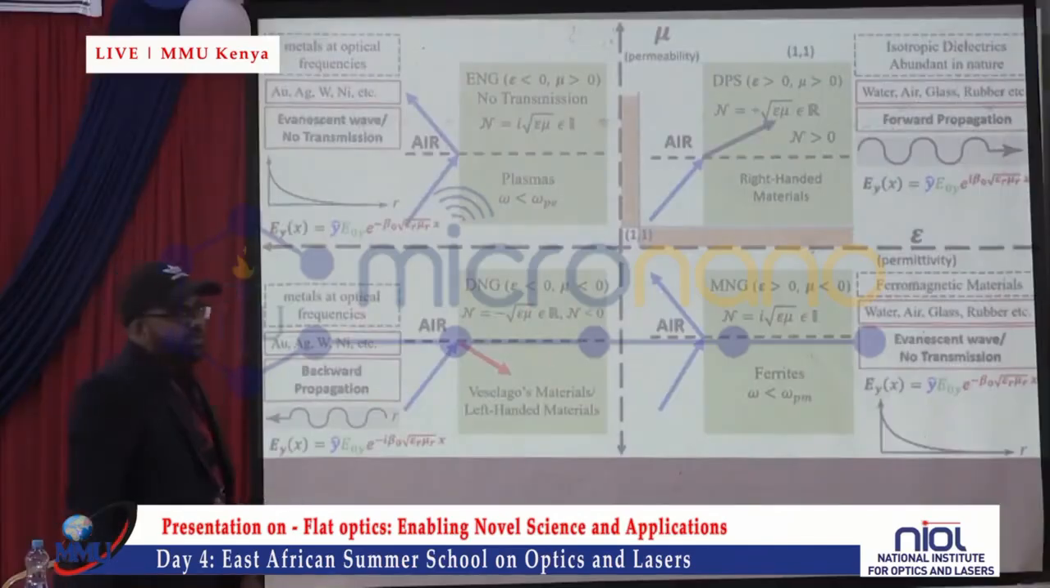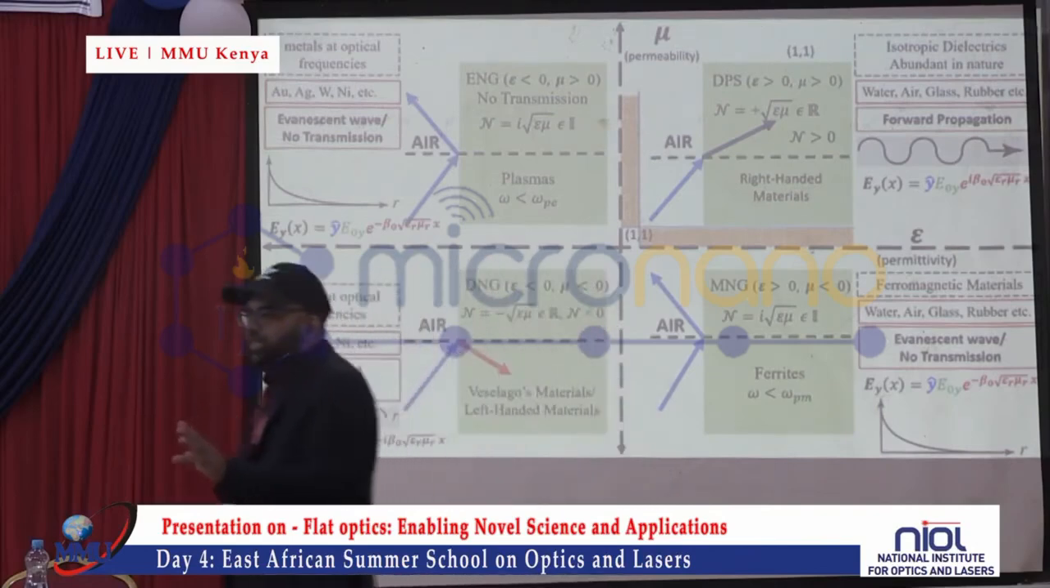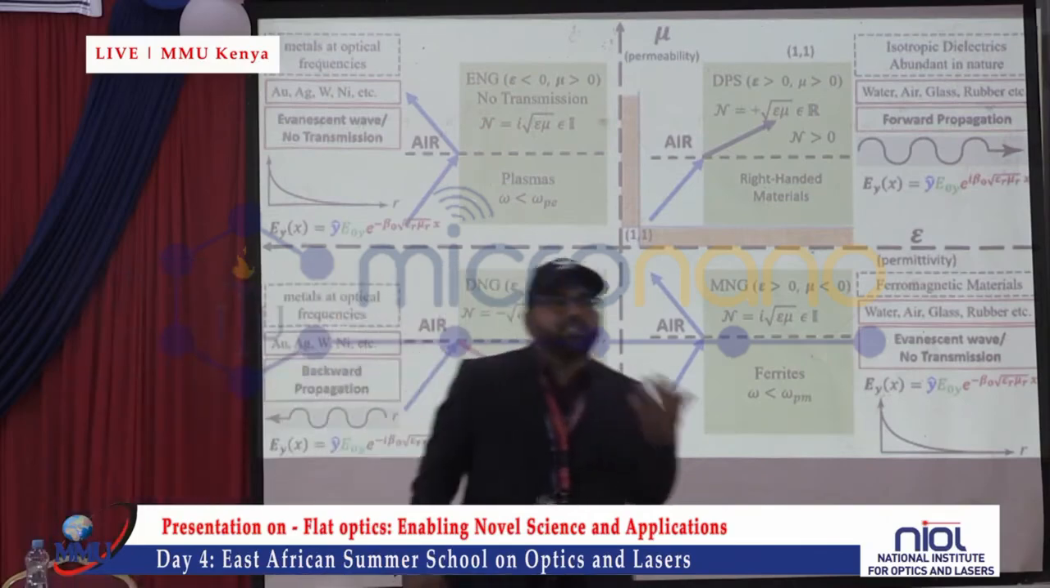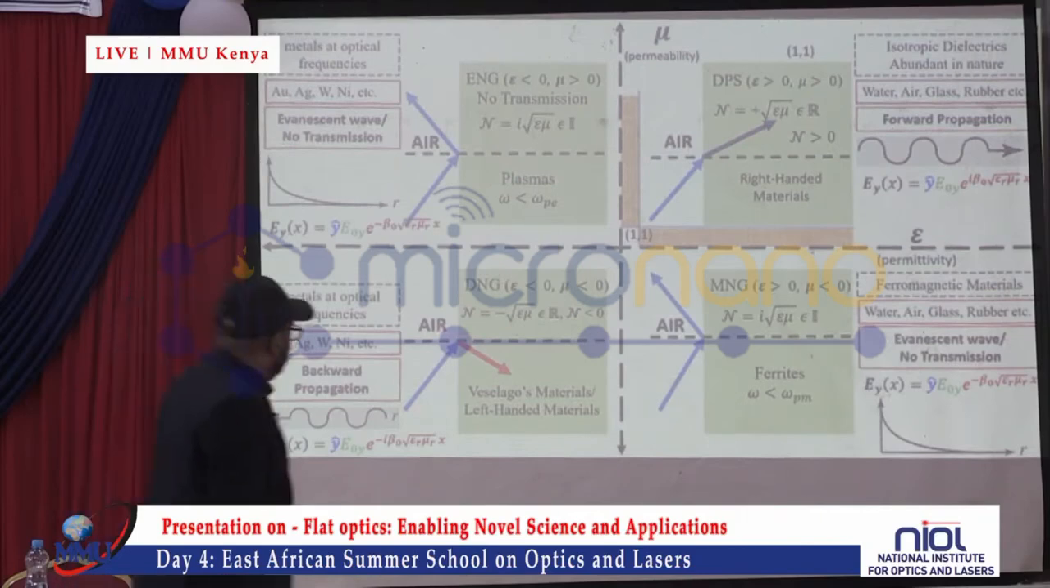This thing is very interesting. In nature, there does not exist any material which has both epsilon and mu negative at the same time. Later we will further look into the advantages of having this kind of double negative material, where we can have backward propagation, and so on and so forth.